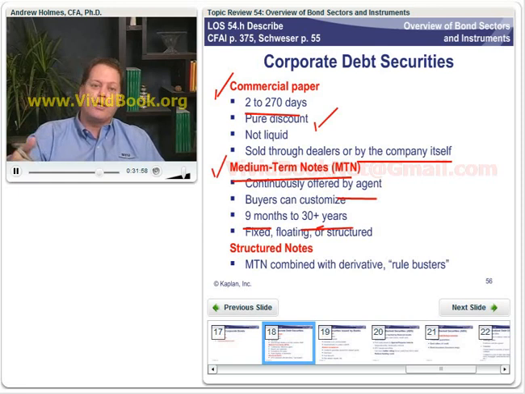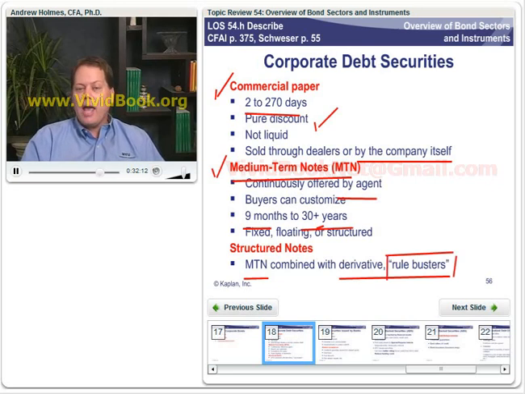But you can also have fixed, you can have floating, or you can have structured securities. A structured security is just a medium-term note combined with some type of derivative. These are often called rule busters. So what you would do is issue a medium-term note, and the interest payment would be dependent on oil prices. Somebody needed some exposure to the oil markets, but they couldn't take that directly, so they bought a medium-term note where if oil prices went up, the coupon payments went up.